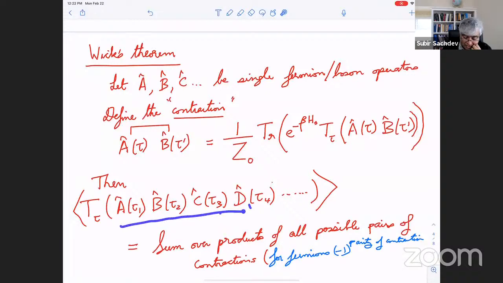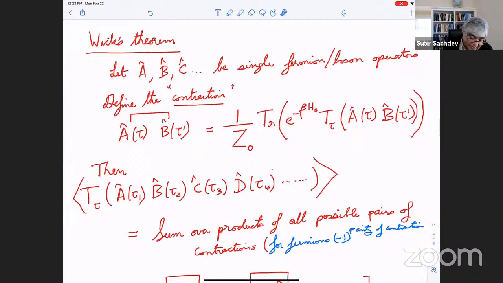These are operators which are single fermions or bosons, okay? And everything we meet eventually can be written this way. We have 10 operators here, 15 operators. After a while, you're not scared of them because in the end, you just draw them as pictures. Okay, so given some long product like this, you define something called the contraction.